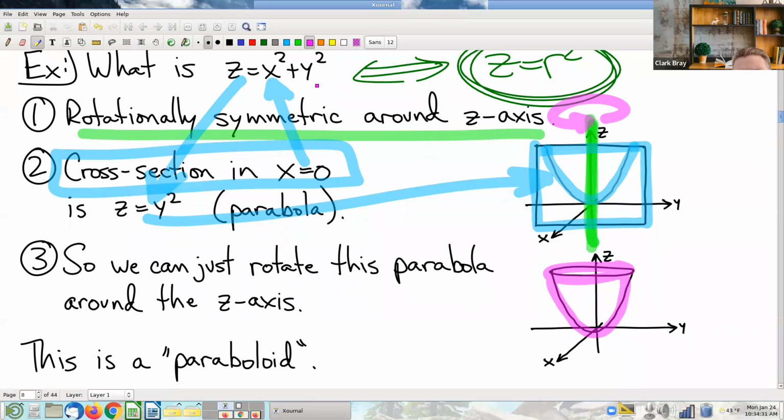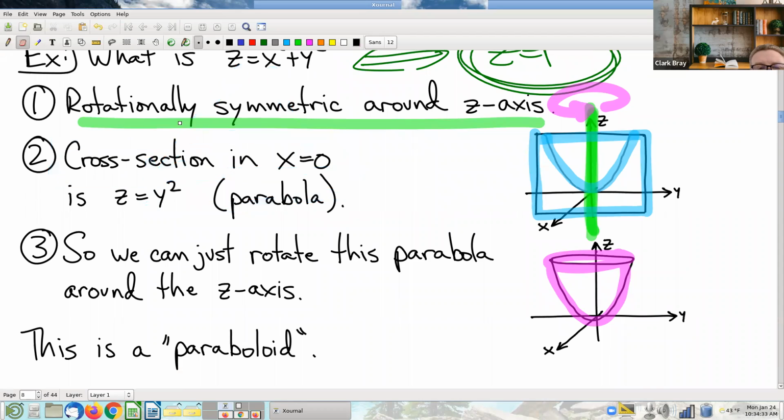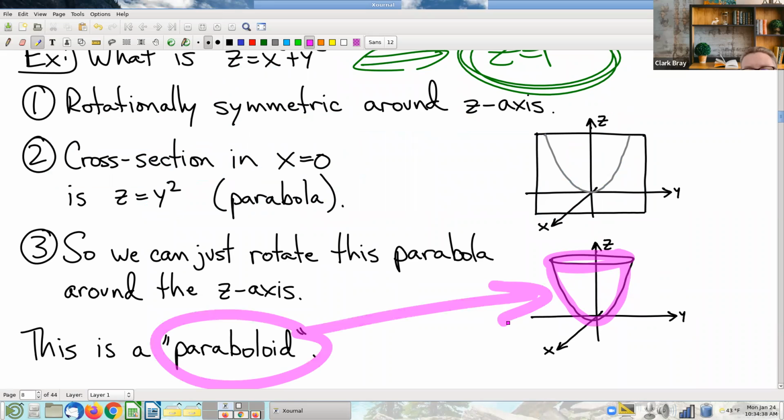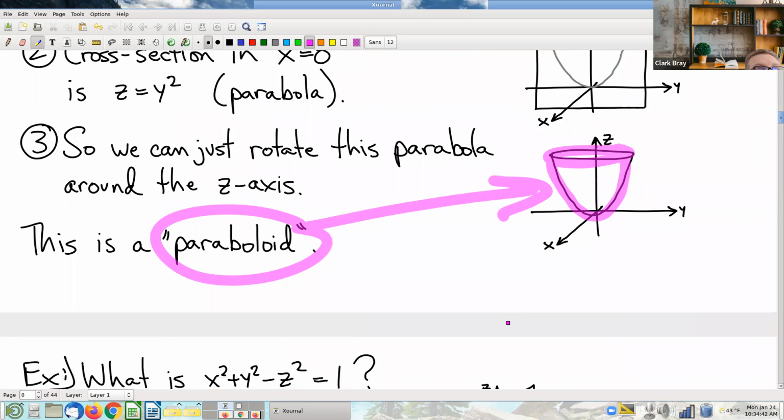A little bit of lingo. This surface here, let me get rid of my mess here. This surface is called a paraboloid. It's just language, terminology, but that's what we call it. Good thing to know. It's written in the book as well.